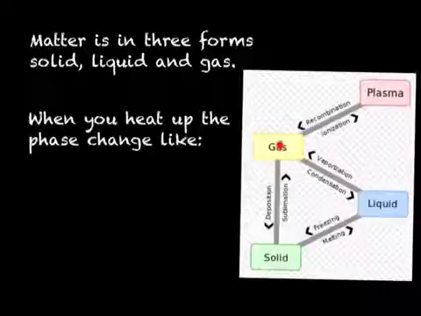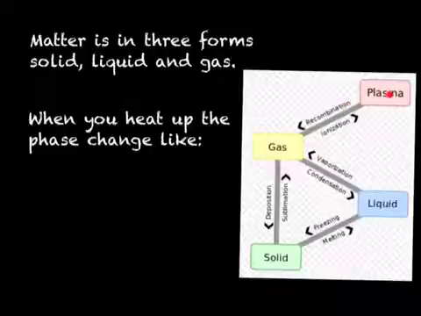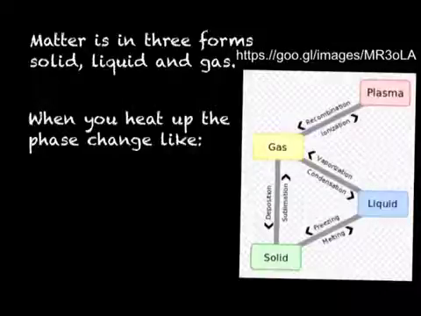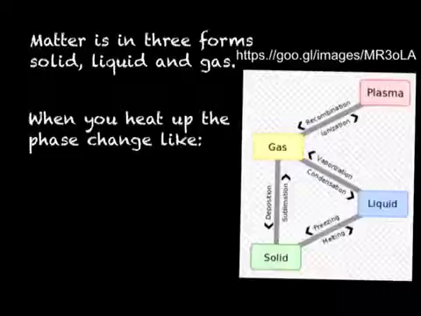Plasma only happens after gas. When gas becomes a plasma, it's called ionization. When plasma becomes a gas, it's called recombination. Phase change occurs when heat is given or taken away.